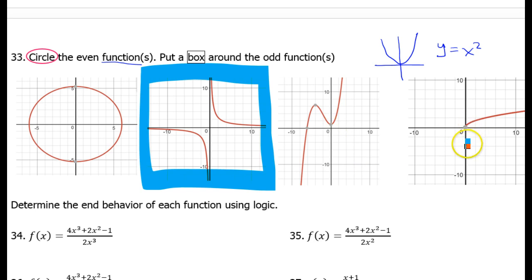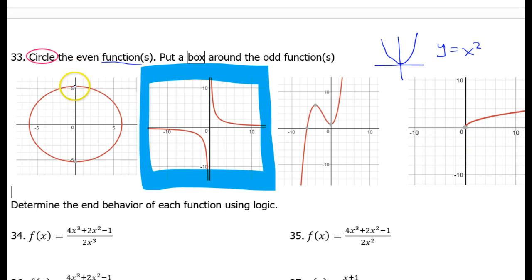This one over here is neither. It would look completely different if I turned it upside down. The y-axis doesn't split down the middle. Both of these are neither. And this first one is not a function.